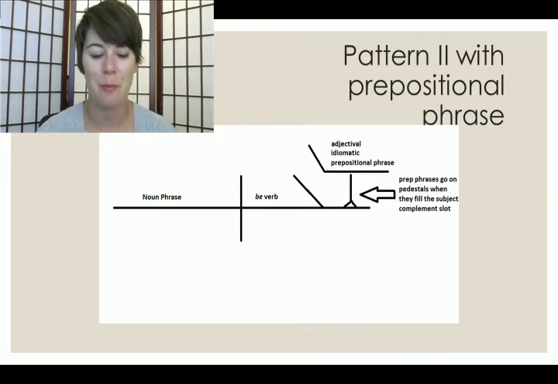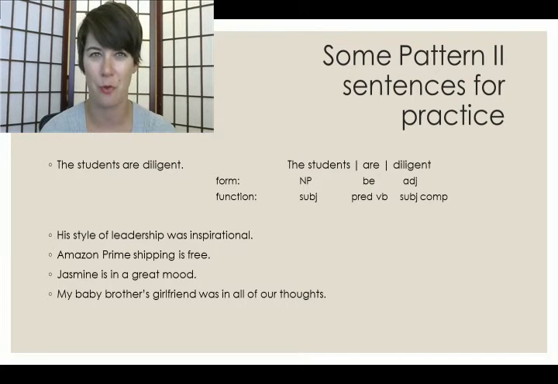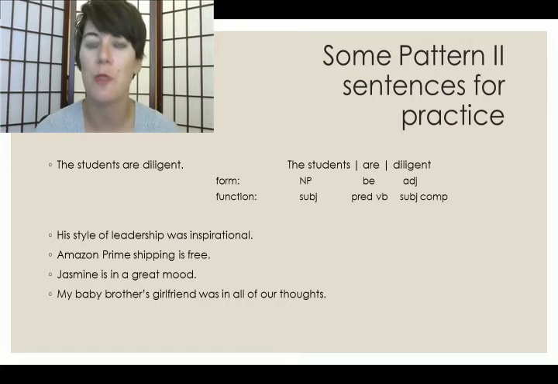Once again, I've prepared some sentences for practice for you. Form and function. The students are diligent. In form, students, noun phrase, are is a be verb, diligent is an adjective. In function, students is the subject, are is our predicating verb, and diligent is the subject complement. You will try these in your homework as well, diagrams and form and function.